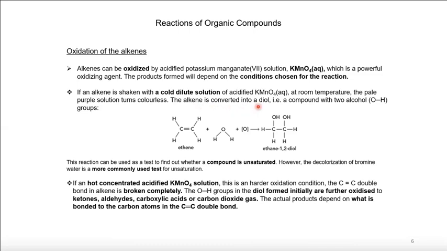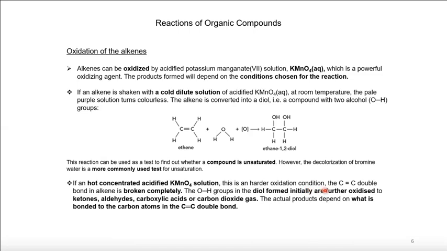The alkene is converted into a diol. This oxidation gives a diol, and this reaction can be used to test for compounds having unsaturation. But we also commonly test for unsaturation by decolorization of bromine water. Well, what happens if we take a more concentrated acidified potassium permanganate solution?